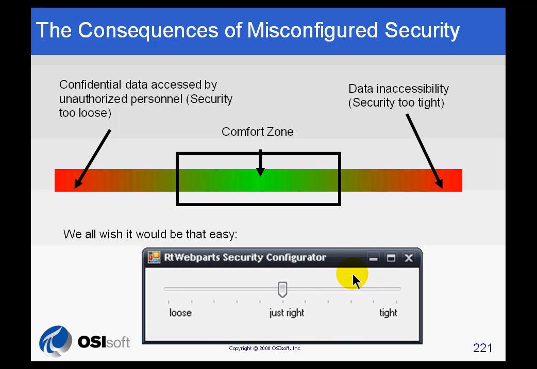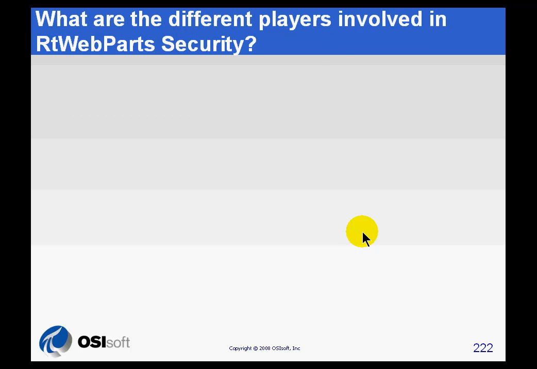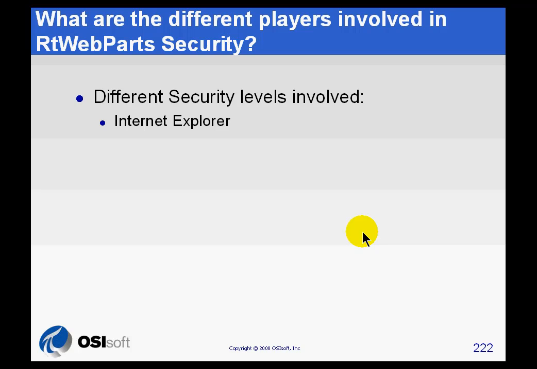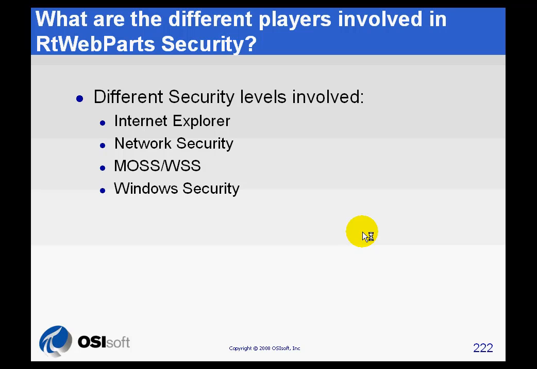Now ideally it would be nice if we just had a little slider you could control, but we don't have such a thing. Unfortunately, there are many different players involved when it comes to RtWebParts security. Some of the players are Internet Explorer. Certain security settings have to be set up in the options for Internet Explorer. Network security is involved, both getting to the RtWebParts server and then from that server to the Pi server. There's SharePoint itself. Security is set up. There are settings within SharePoint to consider.